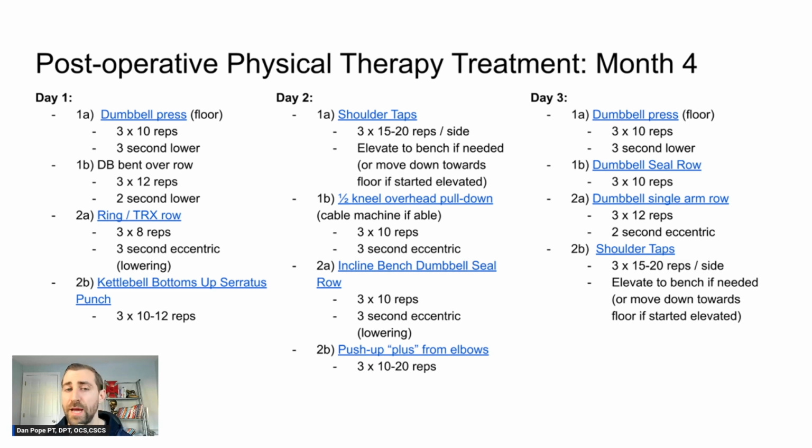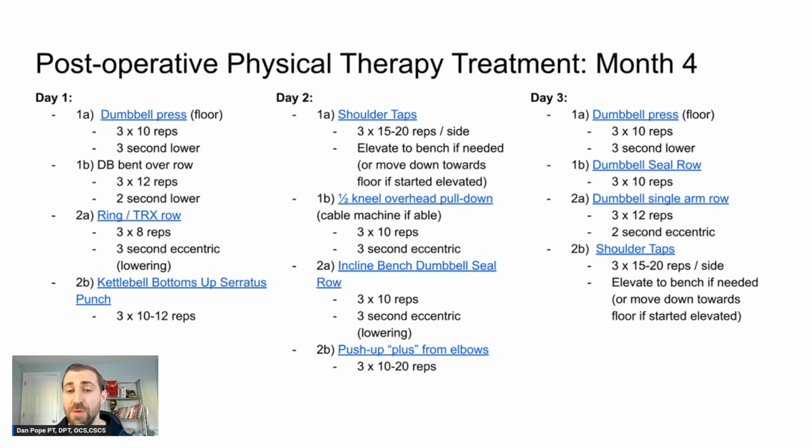On day 2, we had shoulder taps, half kneeling overhead pull down. So starting to get a little bit more range of motion within the shoulder from a pulling perspective. Keep in mind, eventually Brian wants to get back to pull ups, so this is the way we start to progress that way. We have an incline bench, dumbbell seal row, and lastly, a push-up plus from the elbows, which is just a little bit more challenging than a push-up plus in a plank position.